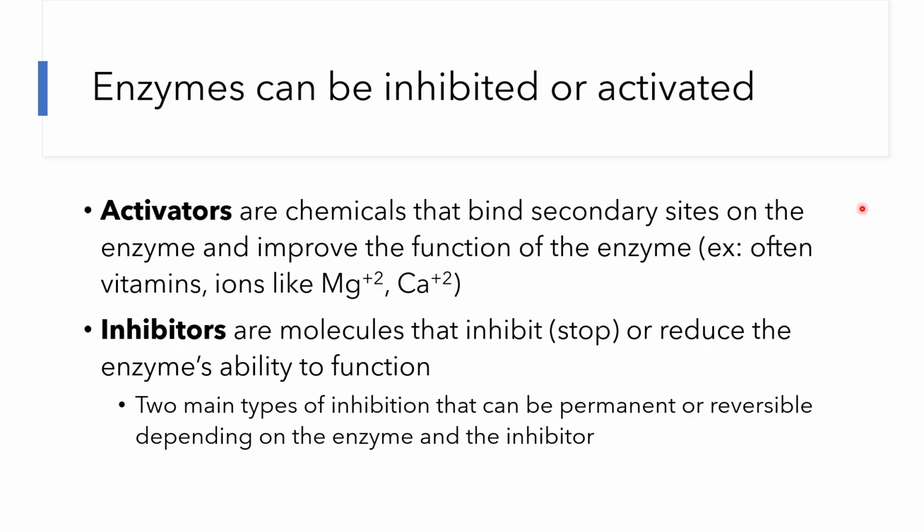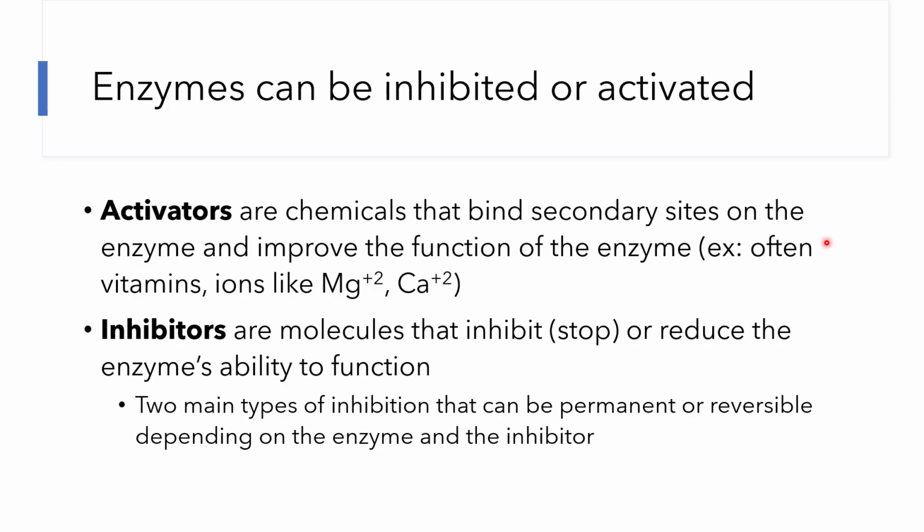Now, we can have extremely fine-tuned control over our enzymes. We can control when we make them, how many we make, when we want them to break down, all of this, but we can also control them as they're existing inside the cell or inside the body. And we do this with activators and inhibitors. So activators are chemicals that will bind a secondary site, so not the active site. They'll bind somewhere else. We often call that an allosteric site.